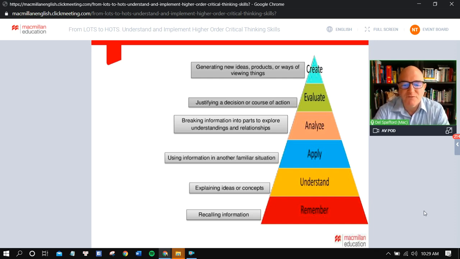So the remember questions would be who were the characters in the story? Answer being Little Red Riding Hood, Granny, and the wolf. And where did Little Red Riding Hood go? To her granny's house. Then we have understand.